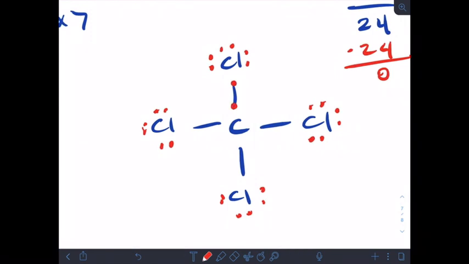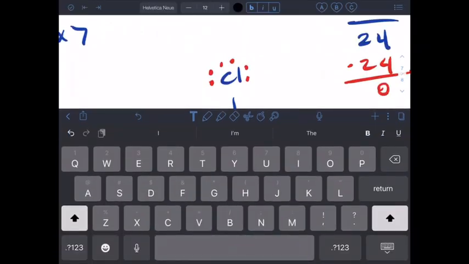Take a look. So imagine that each line has an electron at the end of it. That chlorine has access to all of those electrons. And right now, that chlorine has 8 electrons around it, right? So that octet is full, and all of the chlorines are the same. Okay? Now, let's look at the carbon.